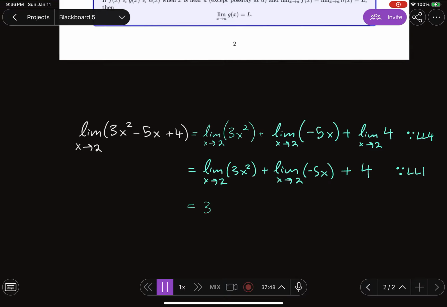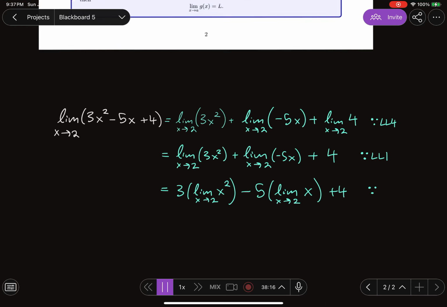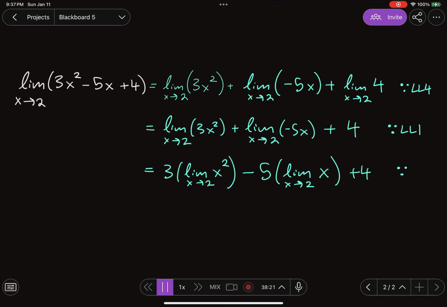This is the same thing as 3 times the limit as x approaches 2 of x squared, minus 5 times the limit as x approaches 2 of x, plus 4. And again, I just used the third limit law, and I really hope you guys have this right in front of you. All of these limit laws right in front of you as I'm doing these. So this is LL3, and I technically used it twice.